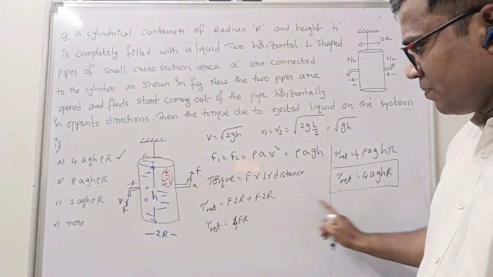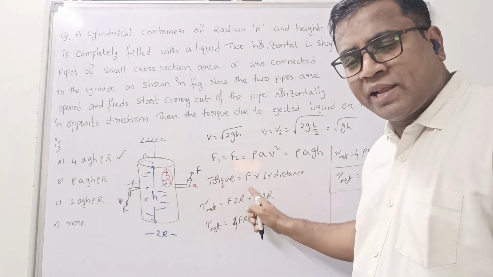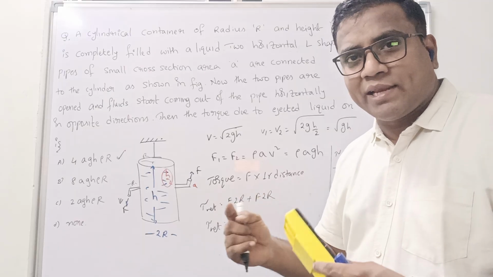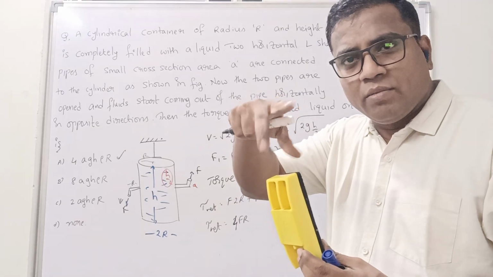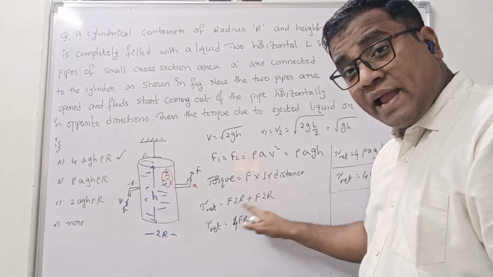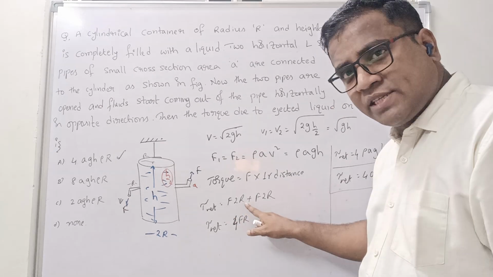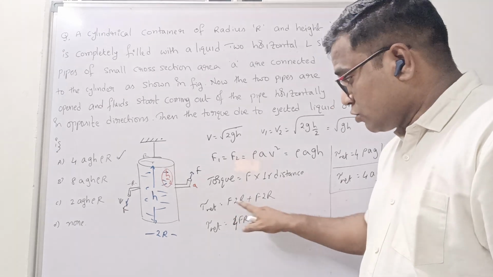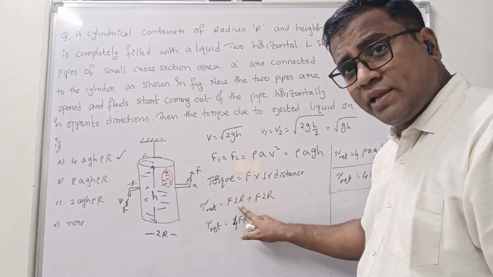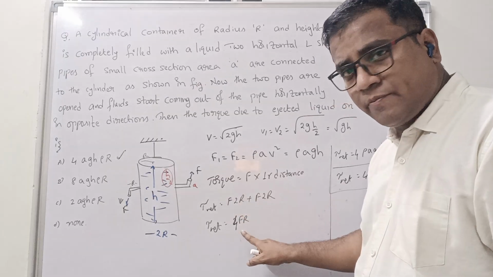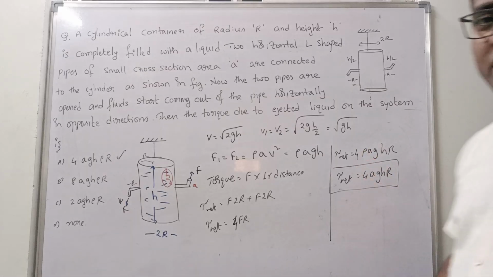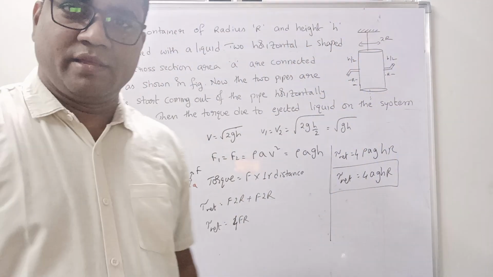Try to understand here. Torque is nothing but force into perpendicular distance. Net torque you have to calculate. Both are supporting, that's why I added force into perpendicular distance here. So 2 times of this one, again 2 into 2 is there. That's why I wrote 4. So here I added. I hope you understood, right? Thank you.